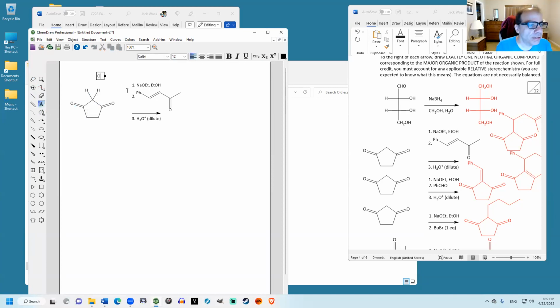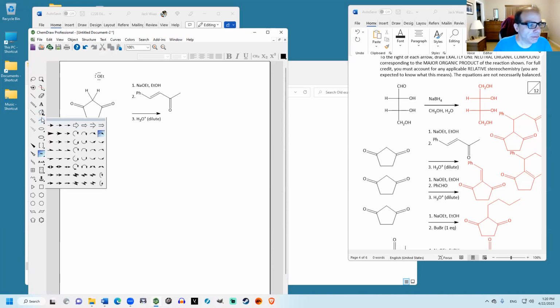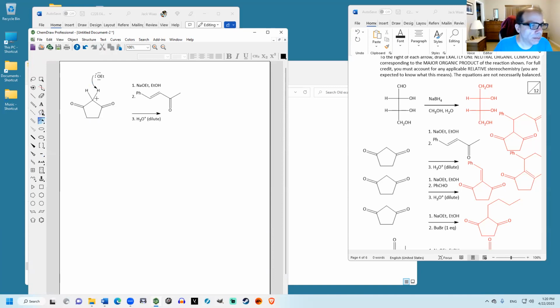So my base is ethoxide. And as I always like to say, you'll notice that I'm not even showing the sodium. Do not show alkali metal ions in mechanisms, ever. It's always wrong to show them. They play no role in the arrow pushing. They're just spectator ions. There are no exceptions. So the first step is formation of the enolate.